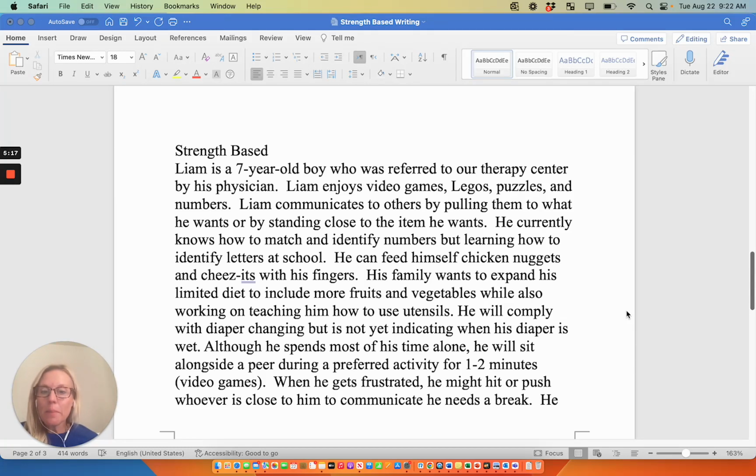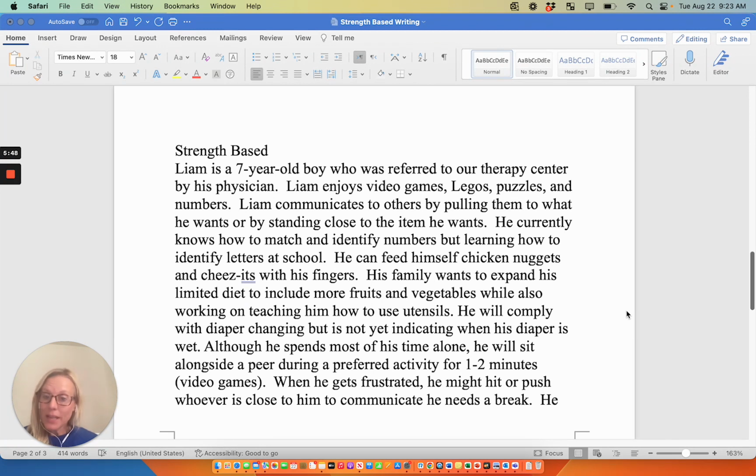He currently knows how to match and identify numbers, but is learning how to identify letters at school. Okay, so instead of saying he's delayed, I'm just saying this is what he can do, and this is what he's working on. He can feed himself chicken nuggets and Cheez-Its with his fingers. His family wants to expand his limited diet to include more fruits and vegetables while also working on teaching him how to use utensils. So instead of saying he can't use utensils or he's a picky eater, I'm saying we want to expand that. Okay, he primarily eats Cheez-Its and nuggets, but we're trying to expand that.